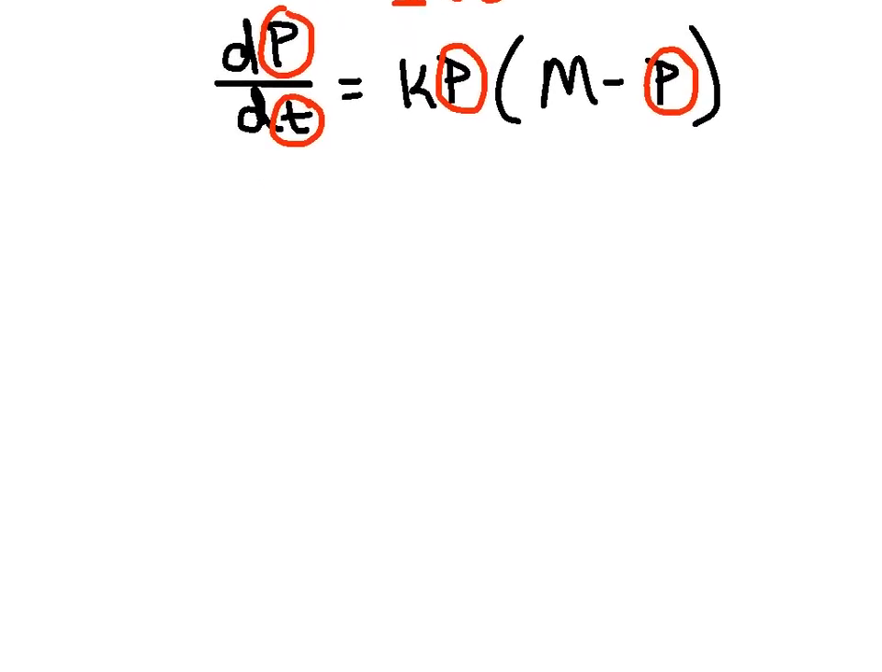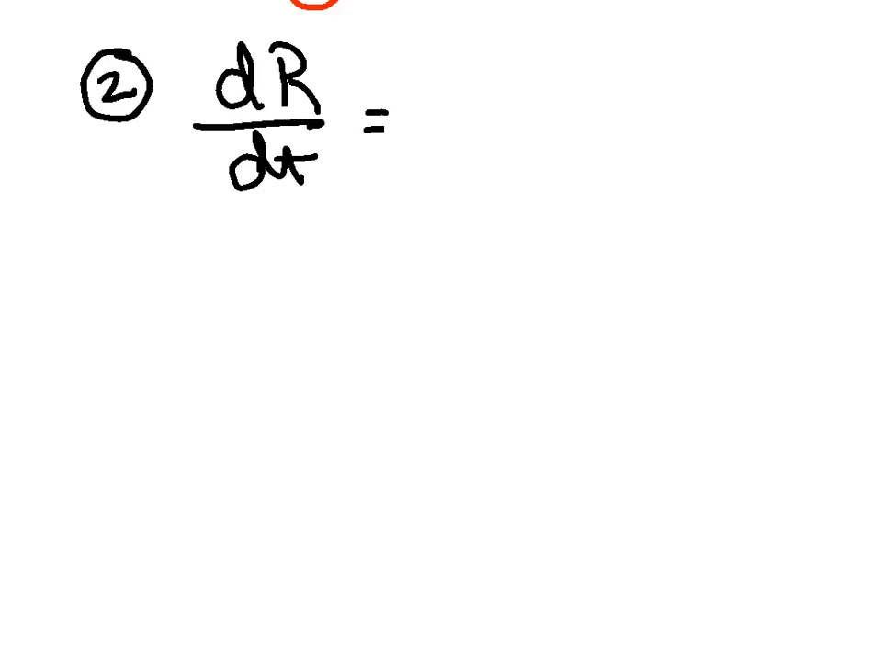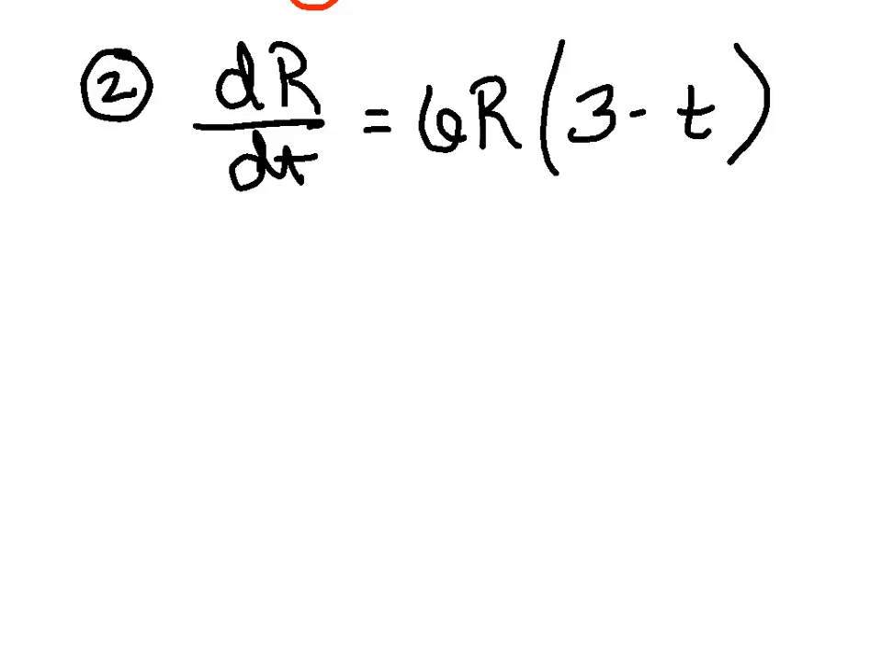All right, we're going to keep scrolling here. Like I said, we're going to do some rapid fire. We're going to throw a bunch of these at you. Number 2, let's say that the derivative of r with respect to t is equal to 6 times r. Are you feeling good so far? You're probably thinking, yeah, it's logistic so far. And then the quantity 3 minus t.